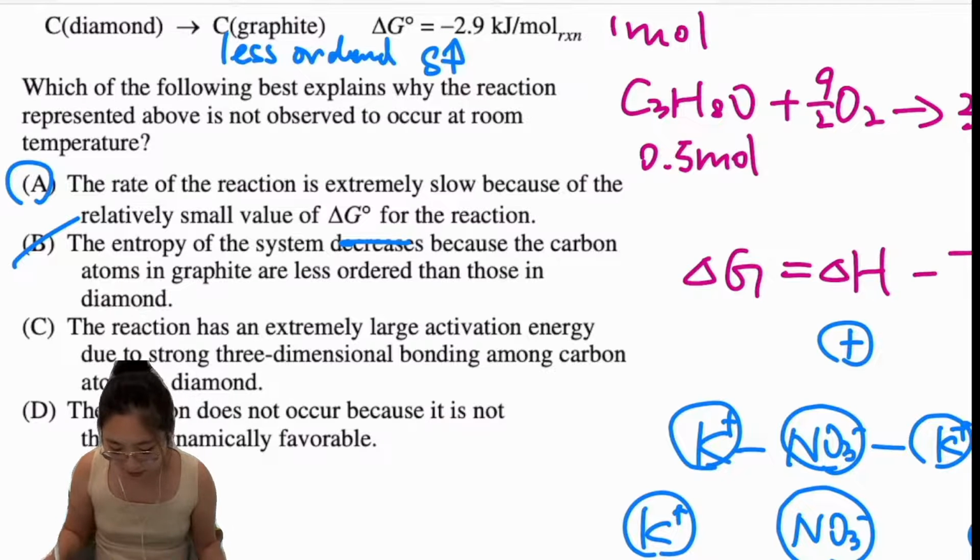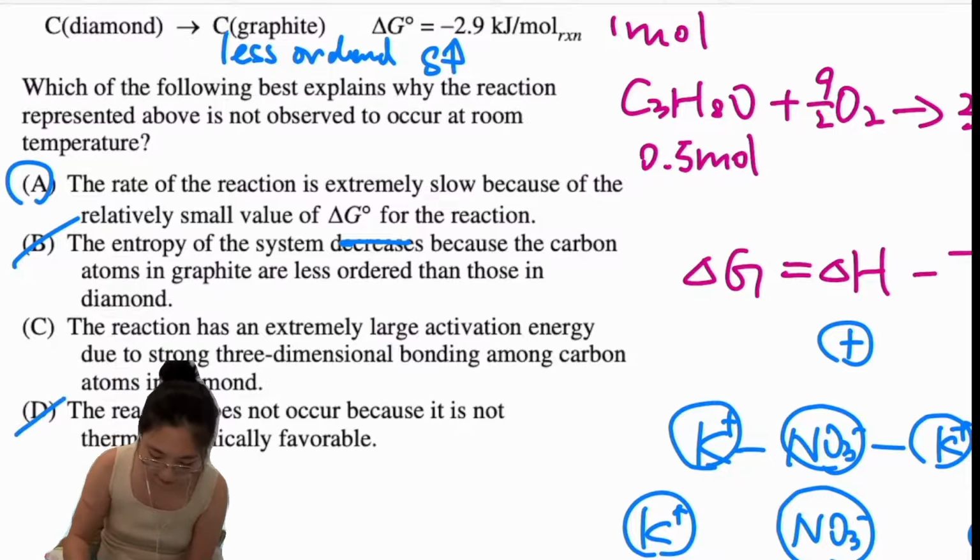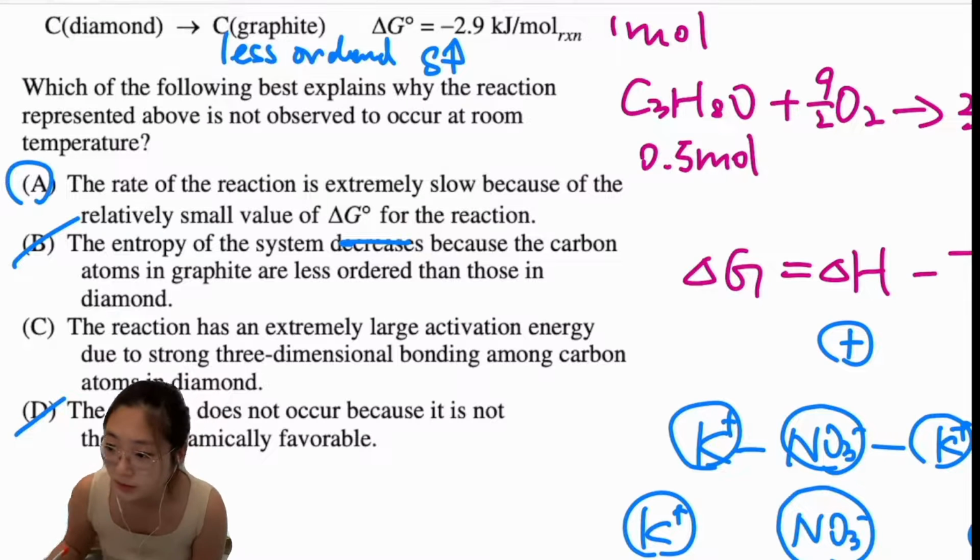C, the reaction has an extremely large activation energy due to strong three-dimensional bonding among carbon atoms in diamond. D, the reaction does not occur because it is not thermodynamically favorable. Of course not. D, it is thermodynamically favorable.